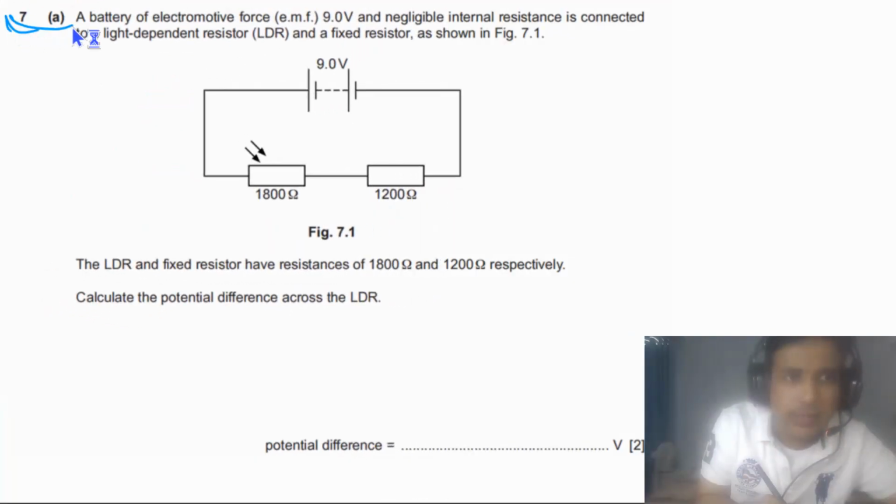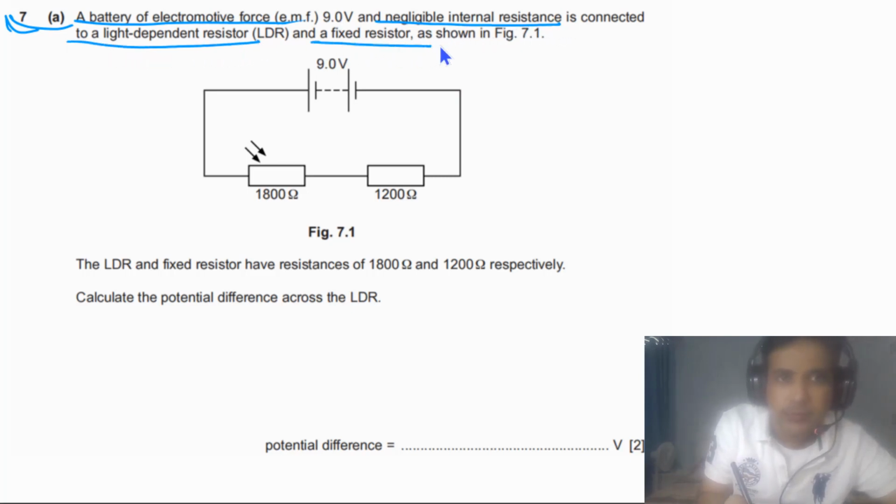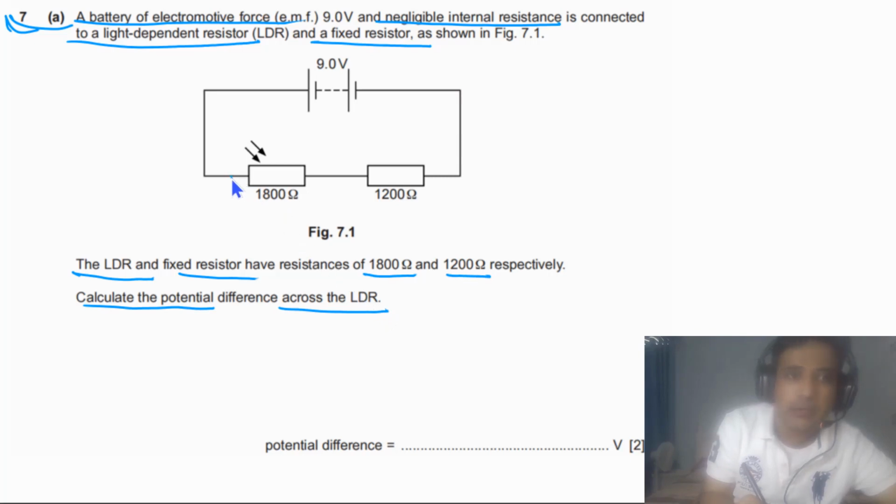Question 7 part A says a battery of electromotive force 9.0 volts and negligible internal resistance is connected to a light dependent resistor and a fixed resistor as shown in figure 7.1. The LDR and fixed resistor have resistance of 1800 ohms and 1200 ohms respectively. Calculate the potential difference across the LDR. So this one is our LDR, light dependent resistor. We need to determine the potential difference across the LDR.